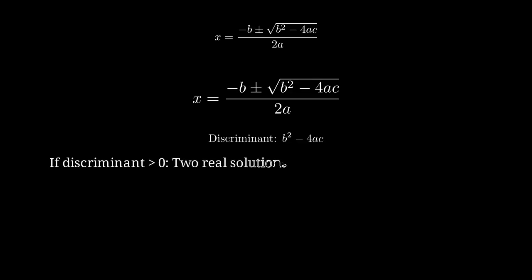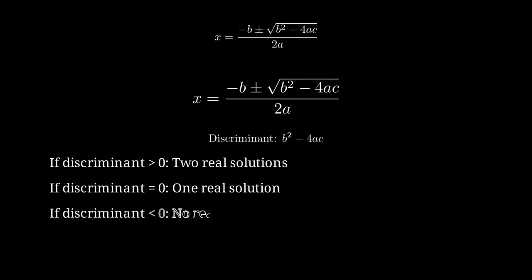If the discriminant is positive, we get two different real solutions. If the discriminant equals 0, we get exactly one solution. If the discriminant is negative, there are no real solutions, only complex ones.